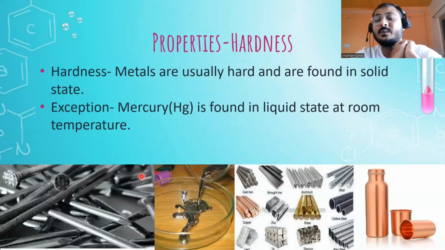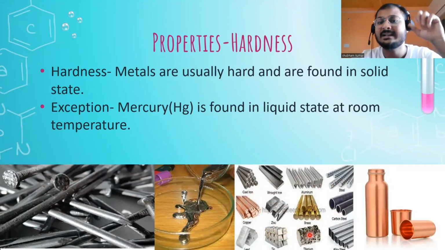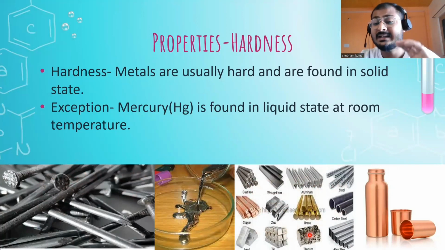Let us discuss one by one the properties of metals. First, we are discussing hardness. Hardness is a property of metals. Metals are usually hard and are found in solid state. You can see here pictures of iron nails. Iron is also a metal, and iron nails are found in solid state. A lot of metals have been mentioned here, like cast iron, aluminium, copper, zinc, then lead, tin, titanium. All of these are metals, and they have a very hard texture as well as being in solid state.